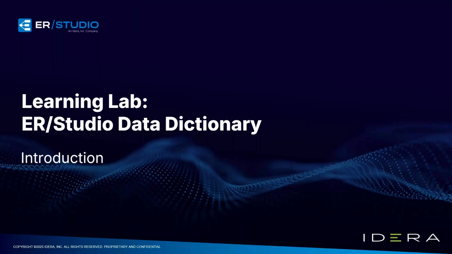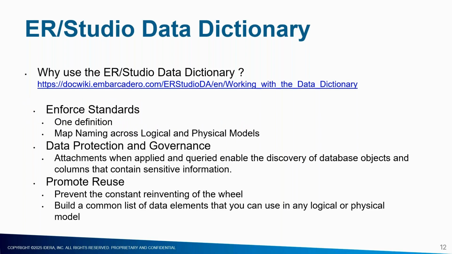Okay, let's get into a few little specifics now about the data dictionary itself. I've probably talked about a few of these things already, so we'll go through this and then we'll pull it up inside the EOS Studio environment itself. So why use EOS Studio data dictionaries? I did just start to talk a little bit about that. First thing is it does enable us to help enforce standards. We can have a single definition of these objects, and we can map those names across the logical and physical models as well.